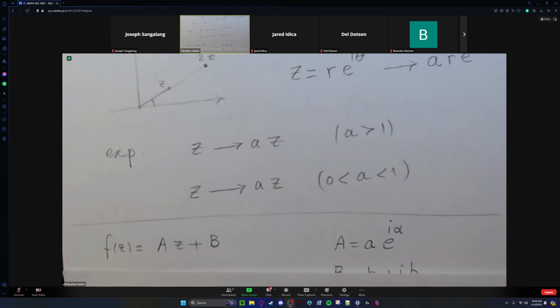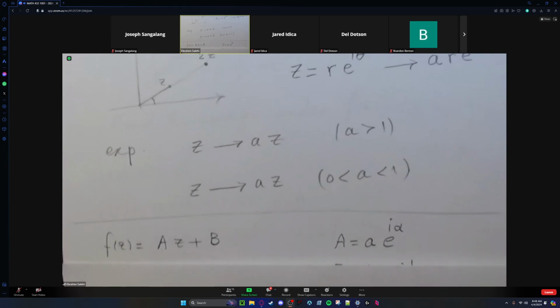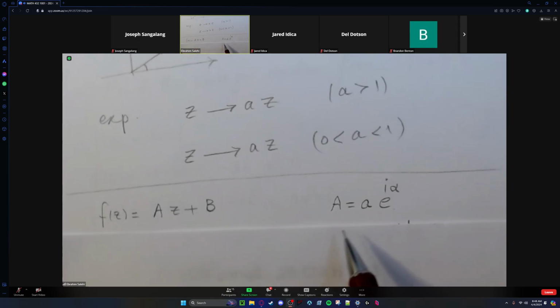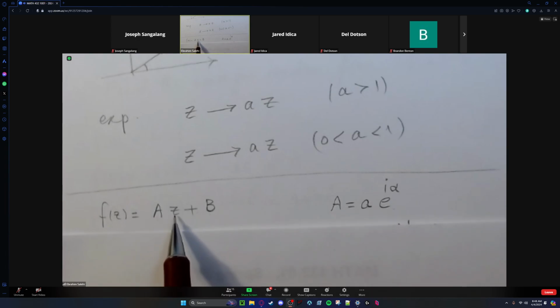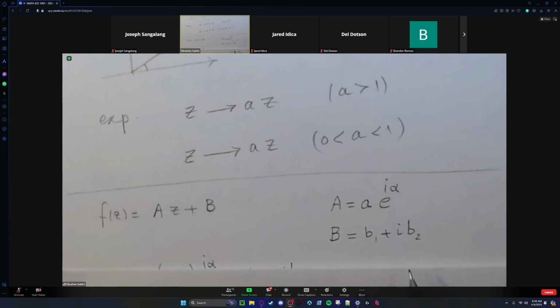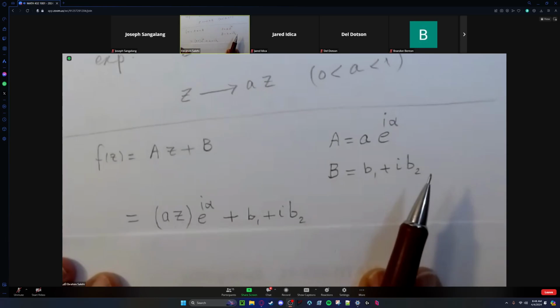We put these 3 together, and we will have a linear function. Oh, let's look at this. A linear function. A and B are complex numbers. A being a complex number, we can write it as this. That is when I said A is a positive quantity. So when you multiply Z by A e to the I alpha, you get this. And here is B.